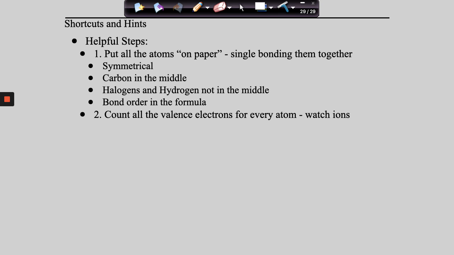Okay, now we're on to step 3. We've got them all on the paper. We've kept an eye on those 4 helpful hints. We've now counted up all the valence electrons. Now step number 4 is we are going to spread the unused valence electrons evenly around the molecule. And again, I know that doesn't mean a lot to you, but it will. So spread the unused valence electrons evenly around the molecule.